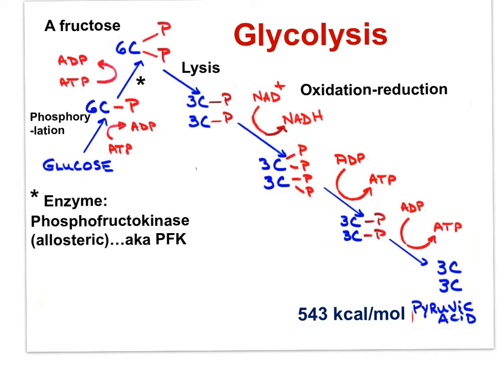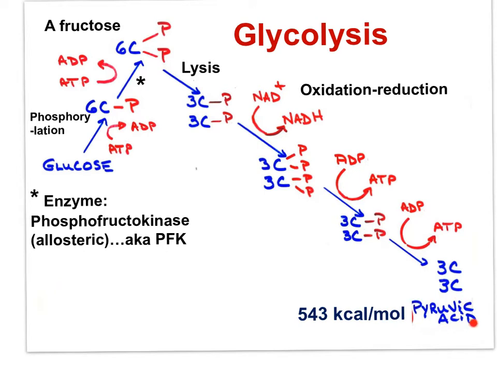Another phosphate is added to each intermediate in a non-energetic step, and then each organic intermediate gives up a phosphate to ADP to form ATP, not just once, but twice. 2 ATPs here and 2 here. 4 ATPs total are formed as 4 ADP molecules are phosphorylated.